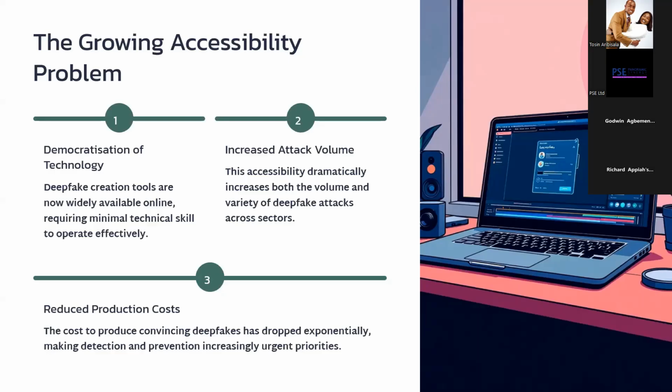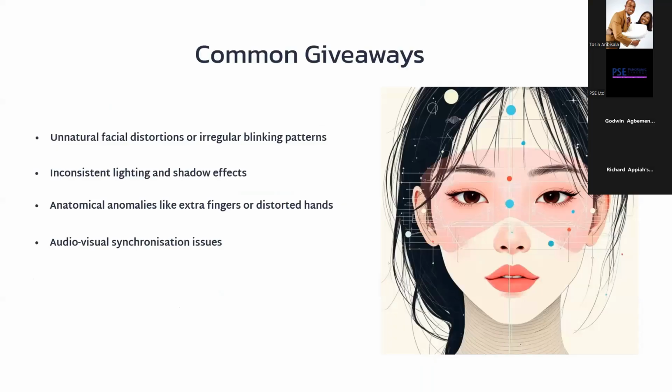We have spoken extensively on what deepfake is, the threat associated with it, how it is happening, and the evolution around it. So these are some common giveaways that we need to look out for when we are watching any form of video that we think is associated with deepfake. The first one is unnatural face distortions or irregular blinking patterns.